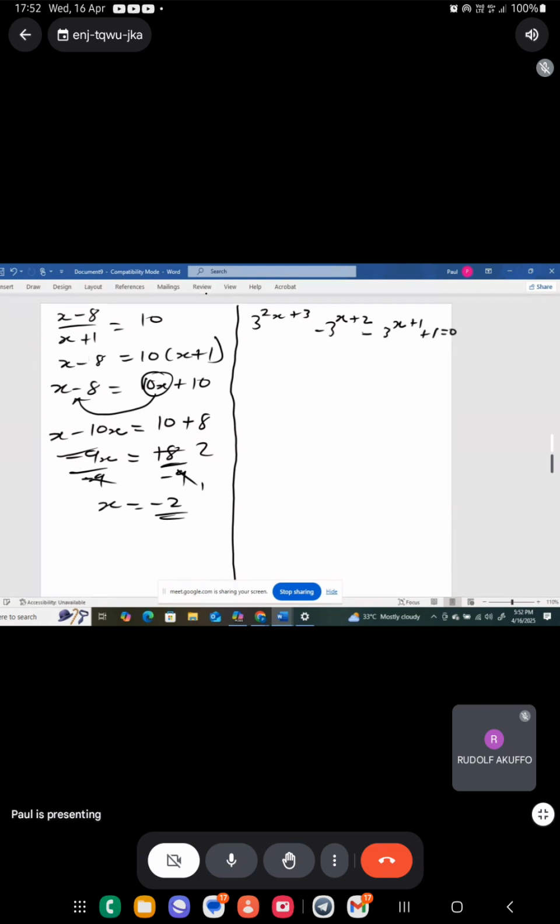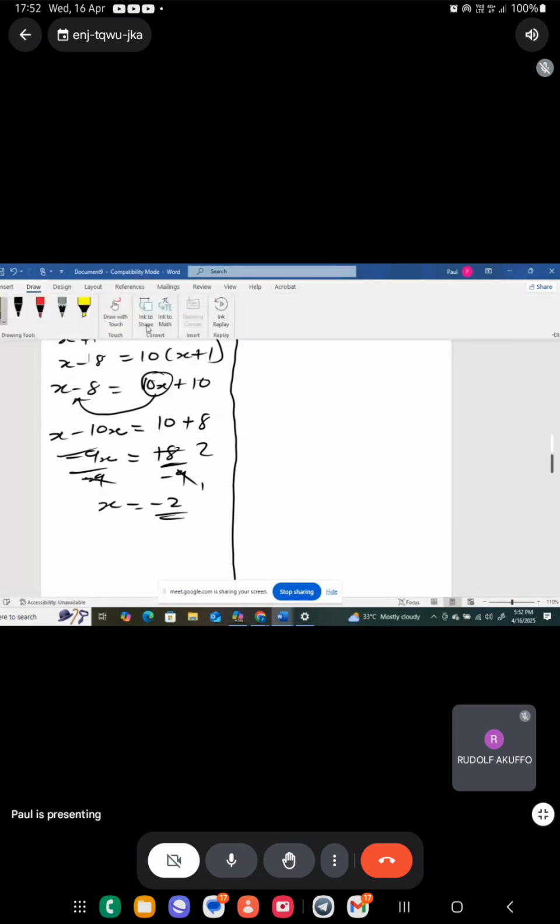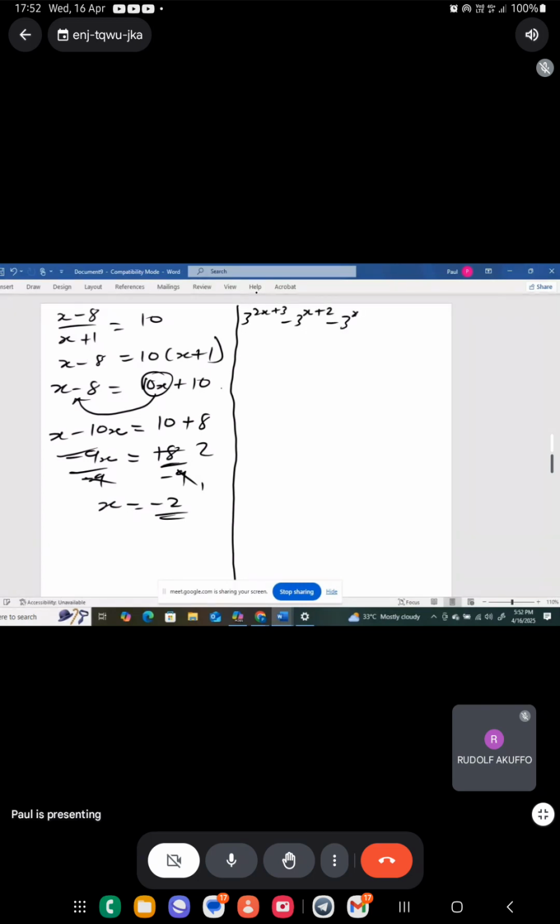Hey, the writing is too big. Let me, it's too big. Alright. So 3 to the power 2x plus 3. Is this on logarithm or what we've learned so far? Yeah, indices and logarithm. This is indices. 3x plus 1 plus 1 being equal to 12.